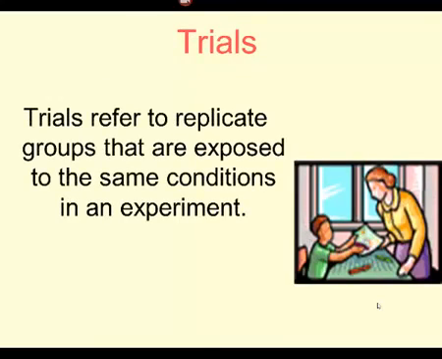Trials. Trials refer to the replicated groups that are exposed to the same conditions in an experiment. So the number of times you do the experiment over and over again. It's important to have repeated trials, because repeated trials are going to help you be sure that there isn't just some fluke accident that occurs with your experiment.